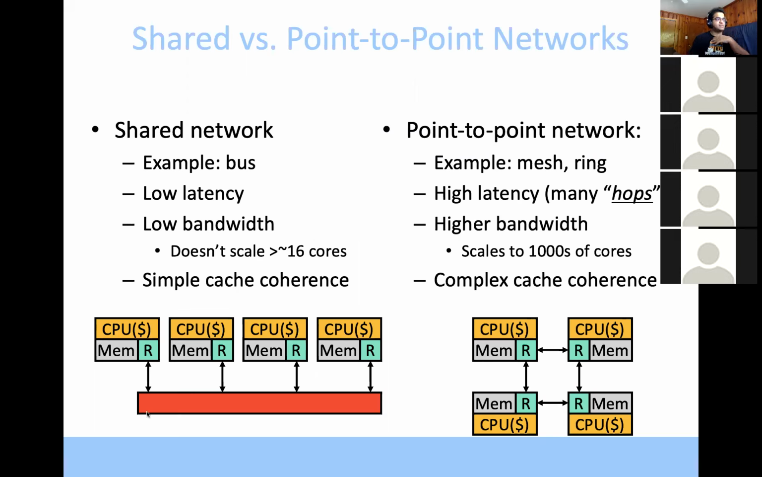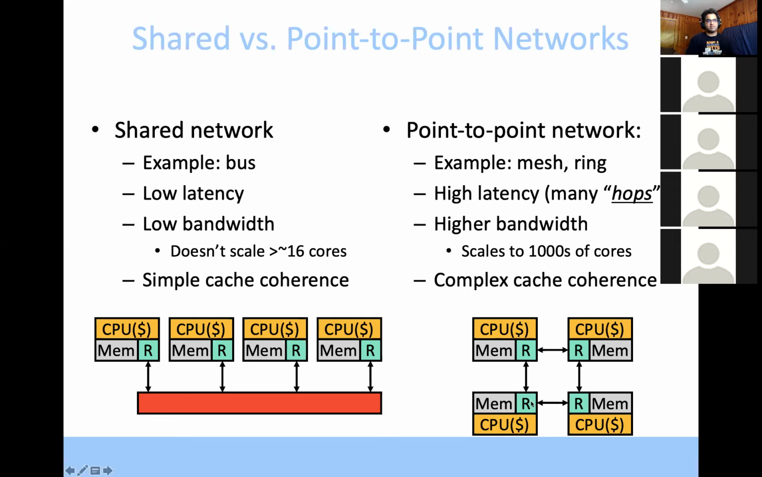And that is very simple to implement here because you do a broadcast. You just say, hey, I changed 0xdeadbeef. It was 1, now it's 2. That gets broadcast to everybody. If somebody has that line in their cache or in their memory, they make that change, and that's easy. Now you could also implement it with a point-to-point network instead of a shared network.